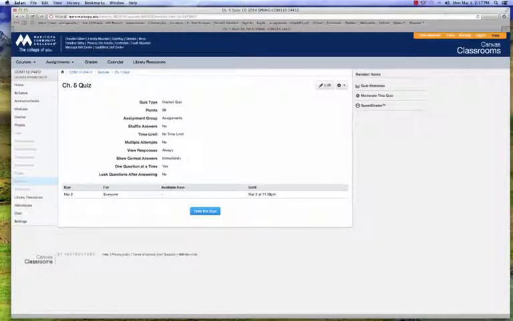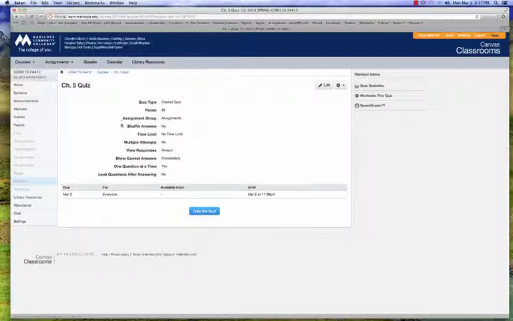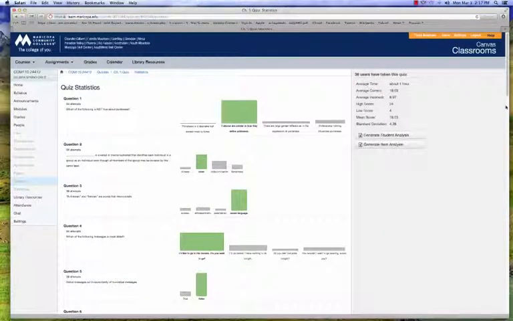But this is what I do. This is for the Chapter 5 quiz, and you guys don't know this. Maybe some of you do, but the majority of you probably don't. So here's this Chapter 5 quiz. And what I can do as an instructor is come over here and click on Quiz Statistics. And when I click on Quiz Statistics, let me show you what comes up.